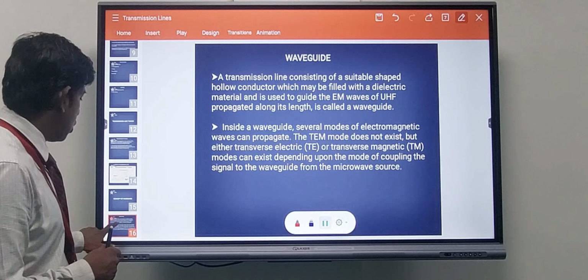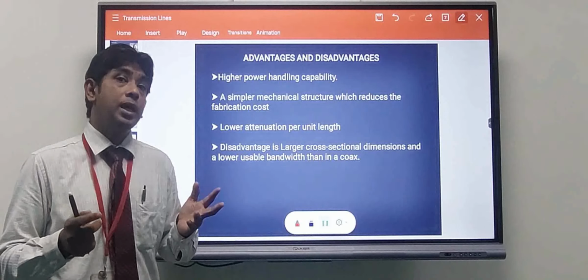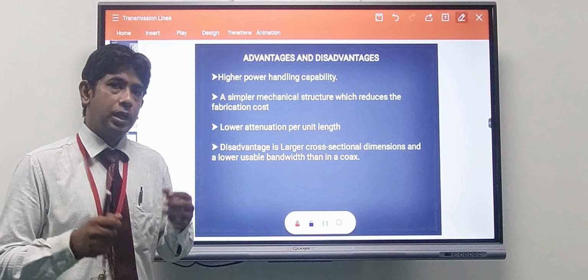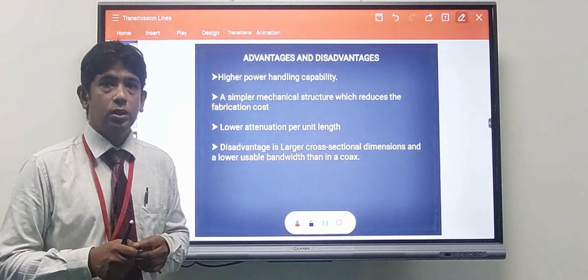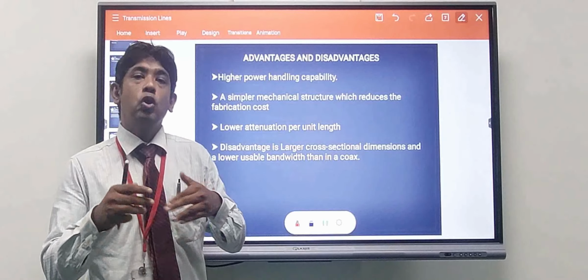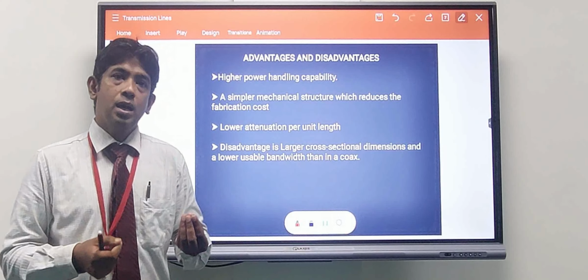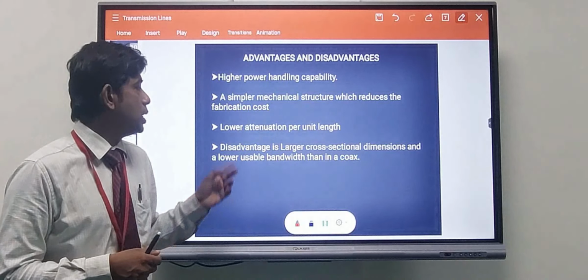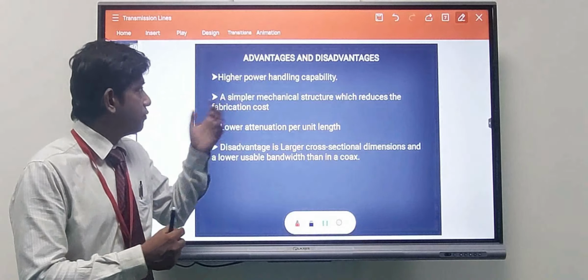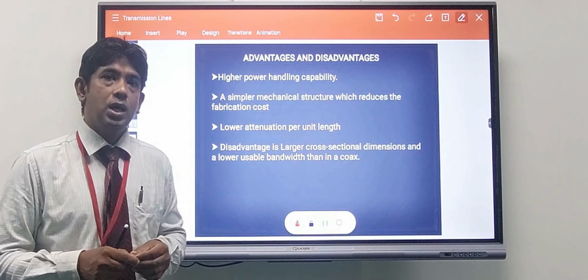If we look at this properly, waveguides have some advantages and some disadvantages. One of the major advantages is higher power handling capability. A simpler mechanical structure is another benefit, which reduces the fabrication cost. Lower attenuation per unit length. Disadvantages are large cross-sectional dimensions and a lower usable bandwidth than in a coaxial cable. So these are some of the advantages and disadvantages of the waveguide that we are talking about.